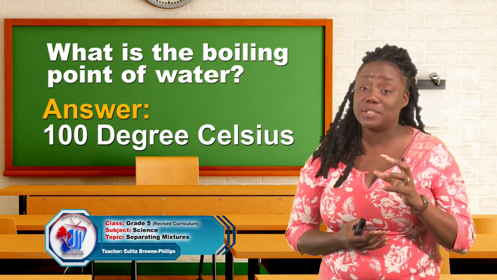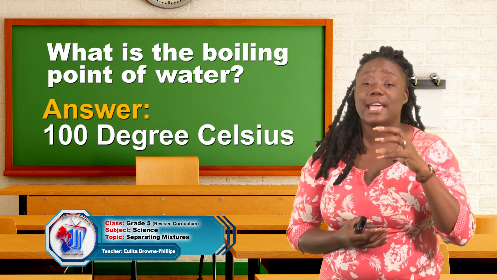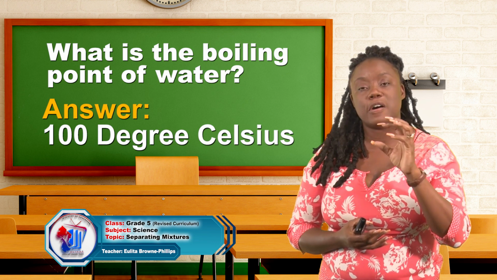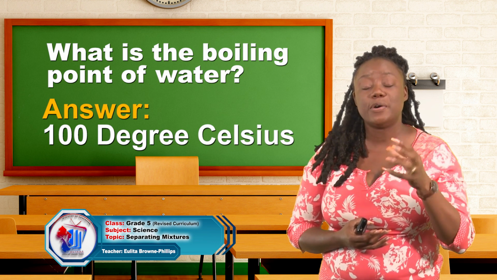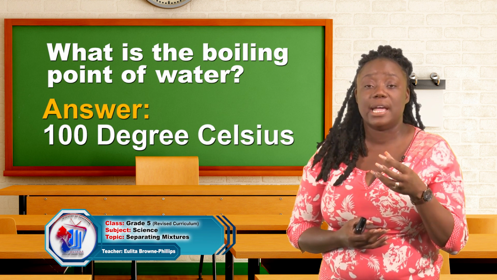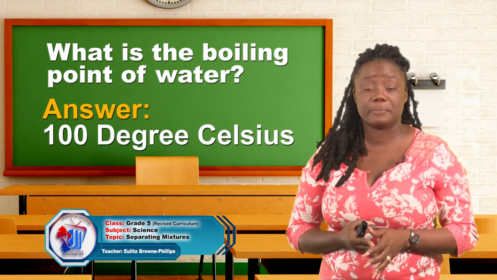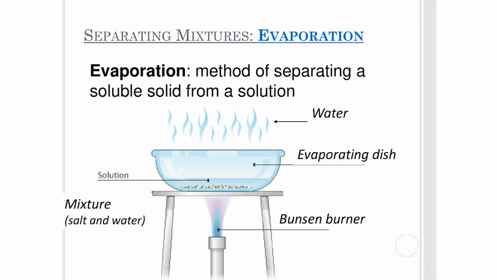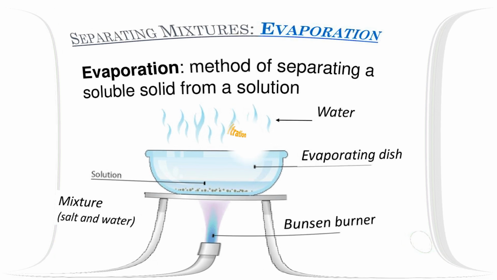So that water would have to meet that exact boiling point of 100 degrees Celsius so that evaporation can begin to take place. An example of one such solution is a salt solution. Boiling a salt solution until all that is left is the salt crystals.